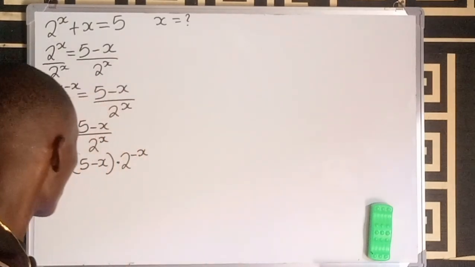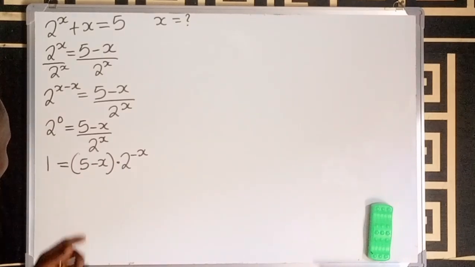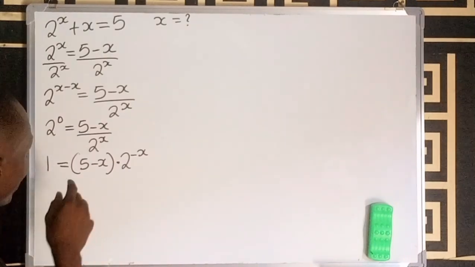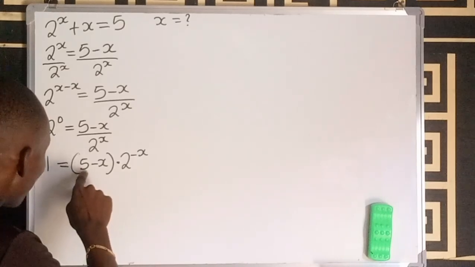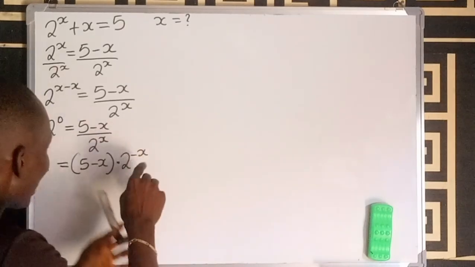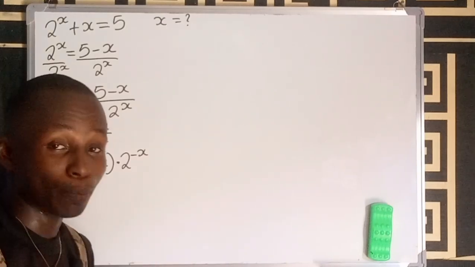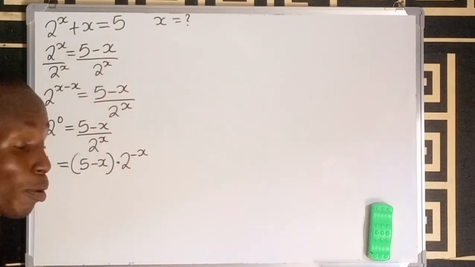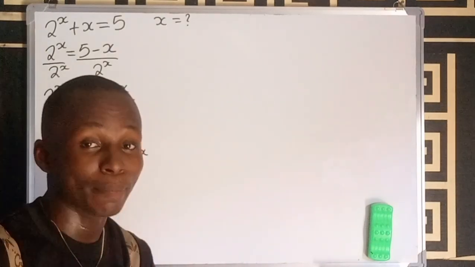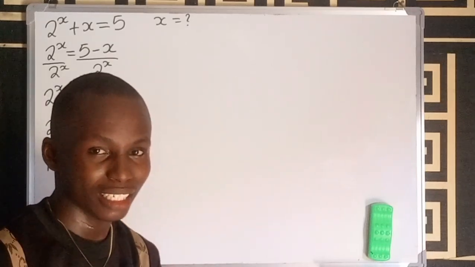All right, now what are we going to do here? At this point, I want what is inside the parenthesis, which is 5 minus x, to become the exponent here. For me to achieve that, what I have to do is to multiply both sides by what? By 2 to the power of 5. If I multiply both sides by 2 to the power of 5, I will achieve that.